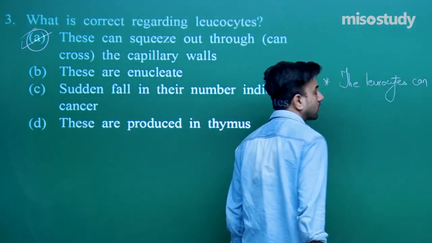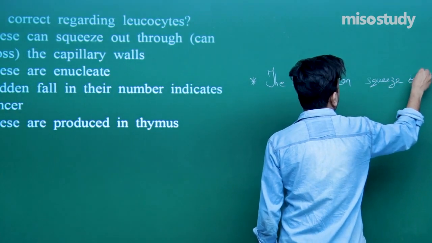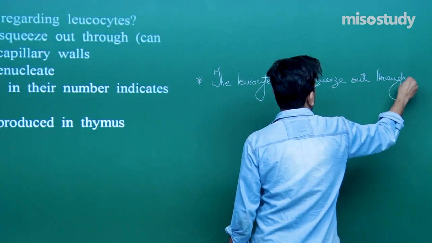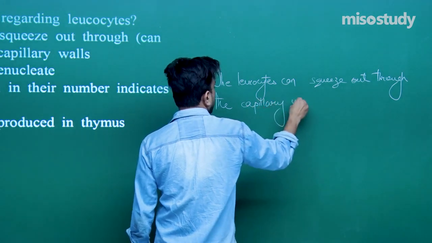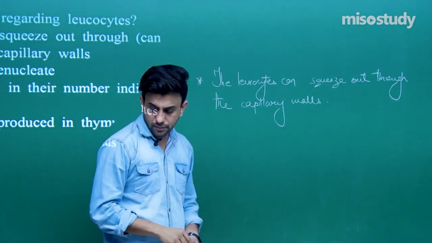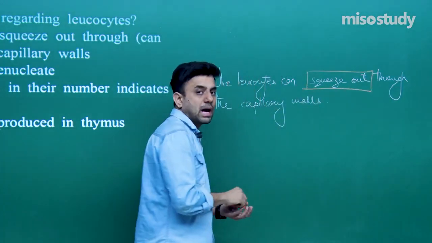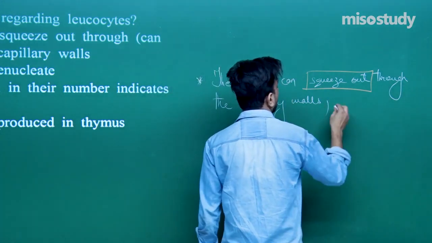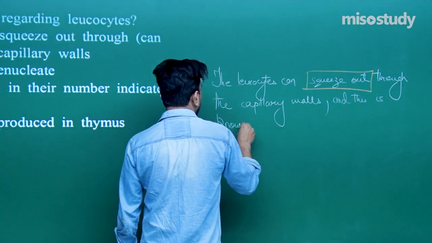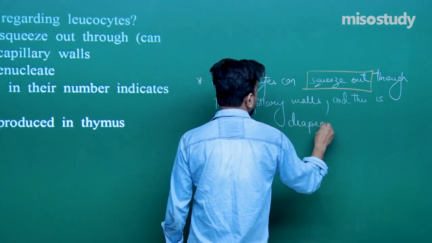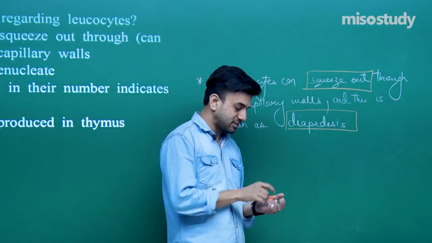The leukocytes can squeeze out through the capillary walls, right, and this is known as diapedesis. Okay, and this is known as diapedesis.